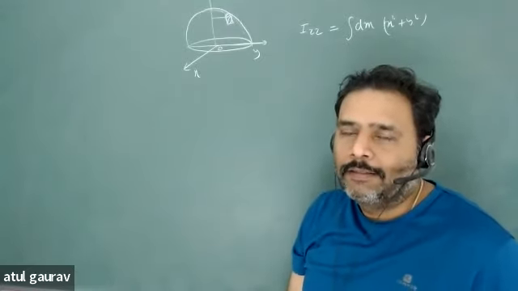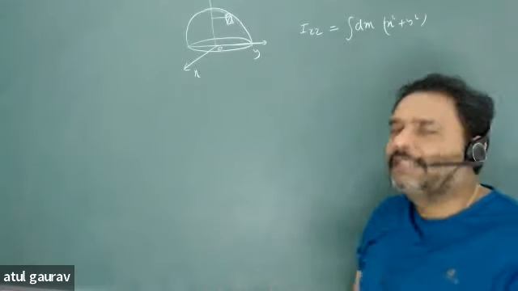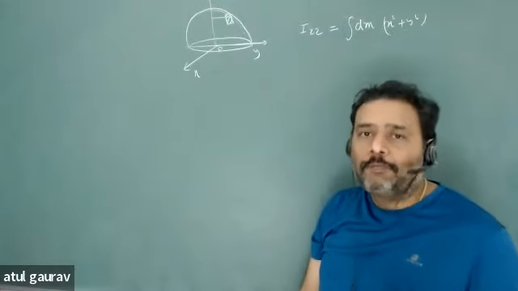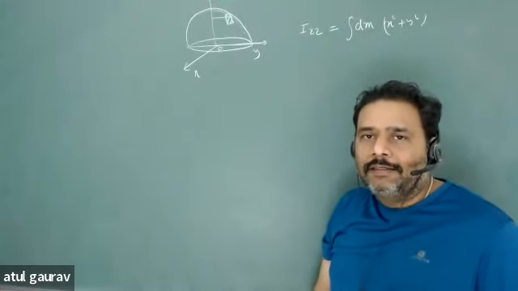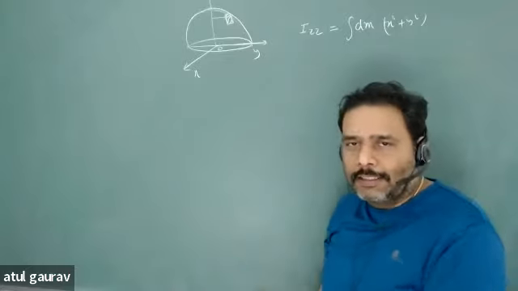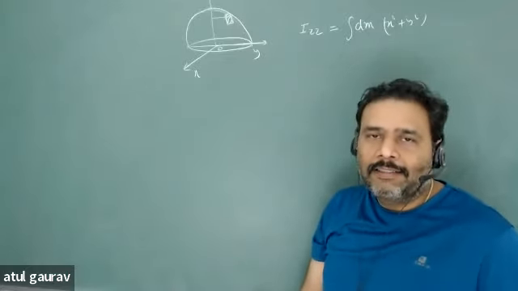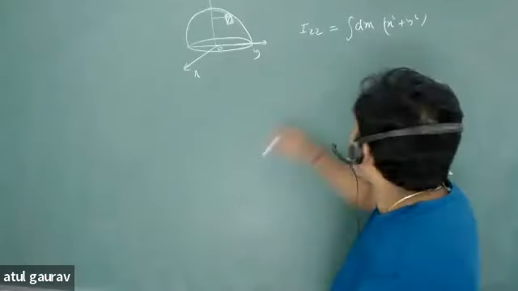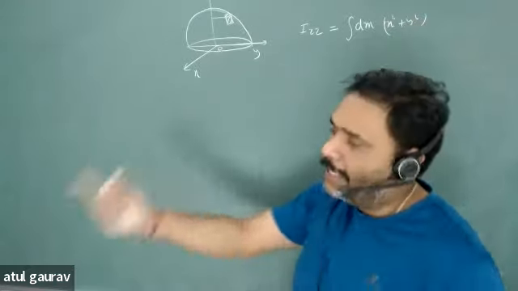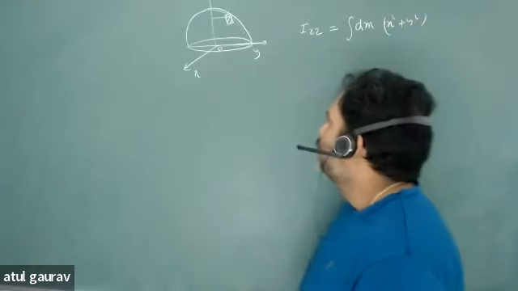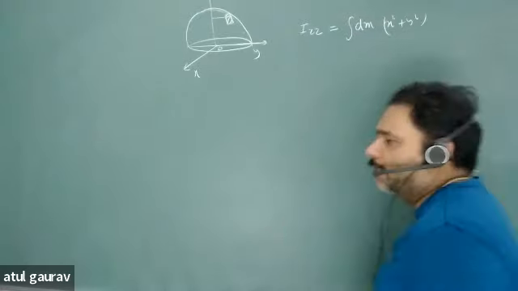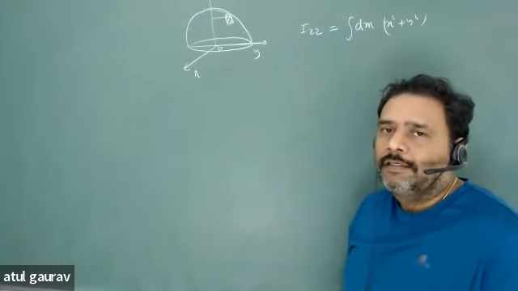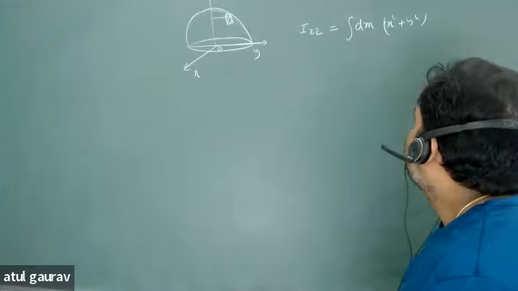Are you getting my point? We will use this in the next class. What is the definition of moment of inertia actually? That is dm into perpendicular distance square, isn't it? So this is nothing but the perpendicular distance square. Okay, that we will discuss in the next class, don't worry. But very good answer, Puneet, very good.